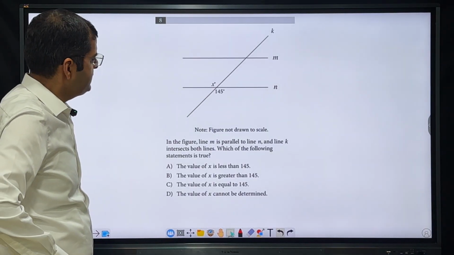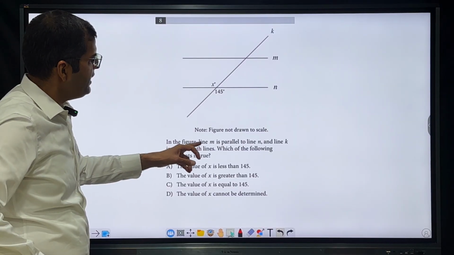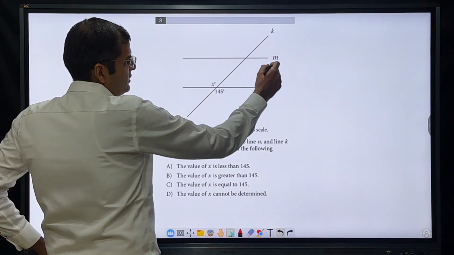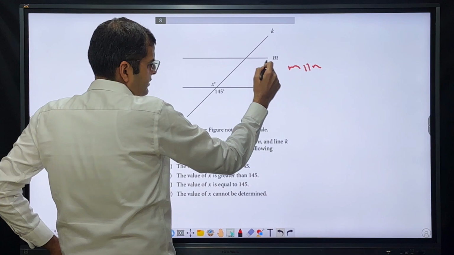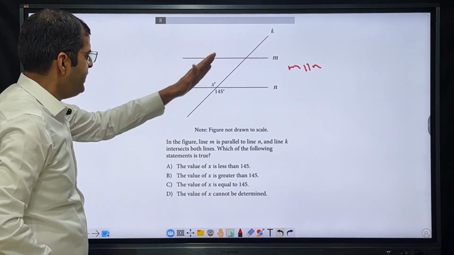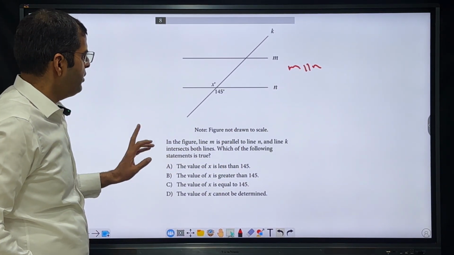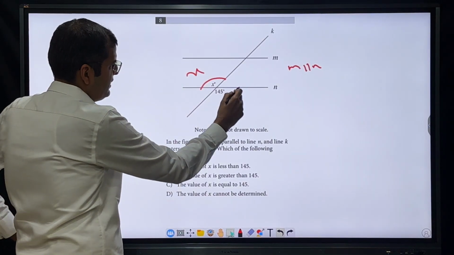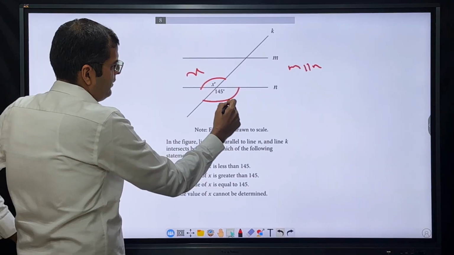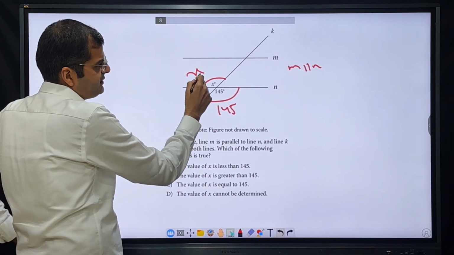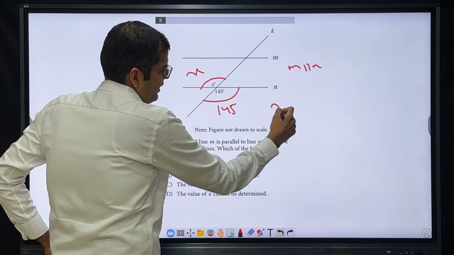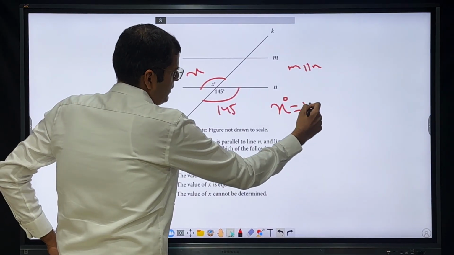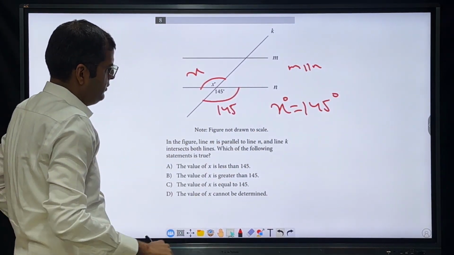Now I have this figure. It says in the figure line M is parallel to line N. So M is parallel to N. And line K intersects both the lines. Which of the following statements is true? So this is x and this is 145. From the figure we understand that these angles have to be equal. So x degree should be equal to 145 degree. That is what we know.